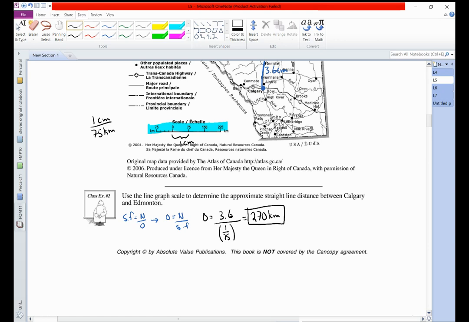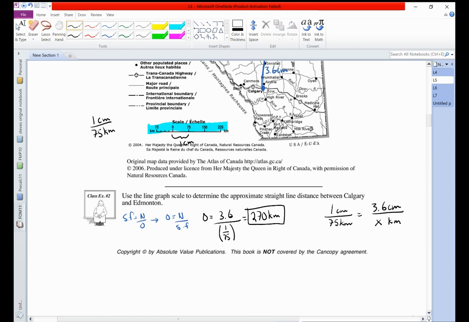If you were to do proportional reasoning, just to show you the other method, you can say, well, I know that 1 centimeter is equal to 75 kilometers, and that will equal, well, on my map, the distance is 3.6 centimeters, and I don't know what the kilometers are. We'll use maybe an X this time. X is always good because it represents an unknown.